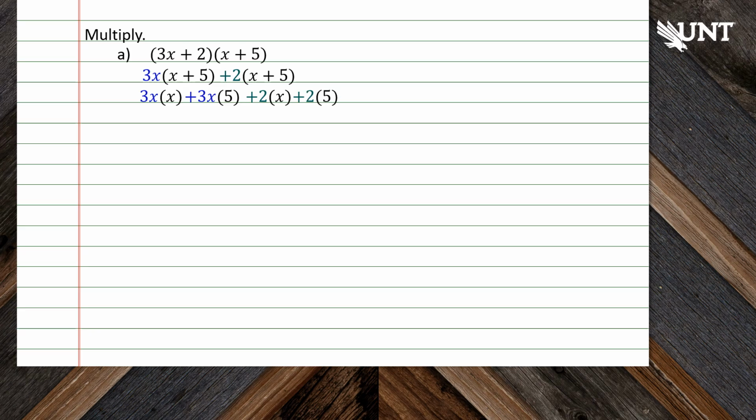Now, when we have a binomial times a binomial, that means 2 terms times 2 terms. Well, 2 times 2 is 4. And if you notice, we currently have 4 terms. That's a good thing. Now let's carefully simplify those 4 terms.